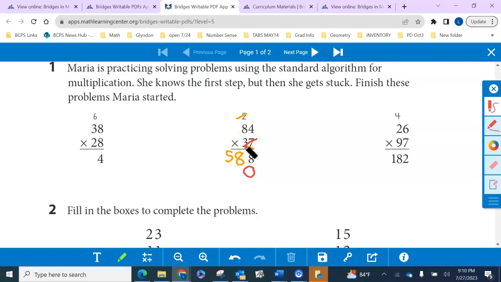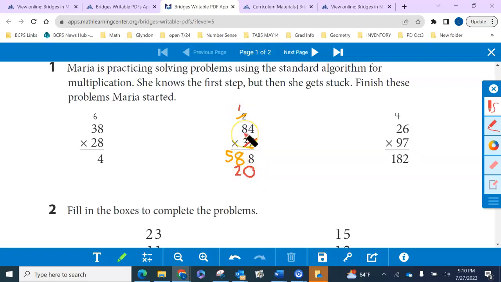And then multiply to do 3 tens times the 4 ones in 84, and that's going to be 12 tens. So 12 tens is really 120. So I've put my 1 here and my 2 tens there and my 0 there. So we see the 120 for 12 tens.